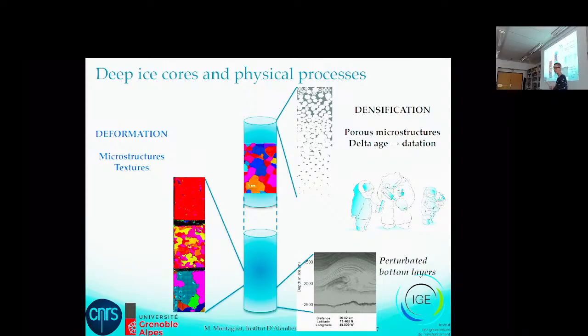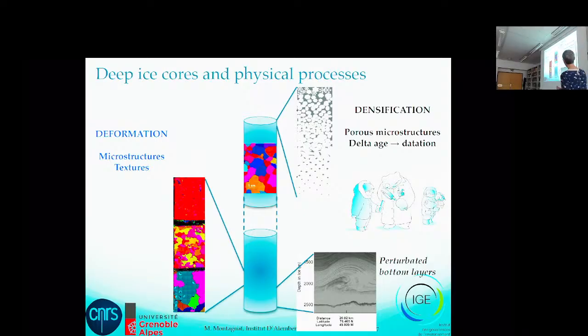And this is where my work is standing, because from deep ice core we can access microstructure and texture, so crystallographic orientation. That will tell us about the deformation mechanisms and also give an idea of the stress field that the ice has been experiencing. And those data are directly put thereafter in ice flow modeling.